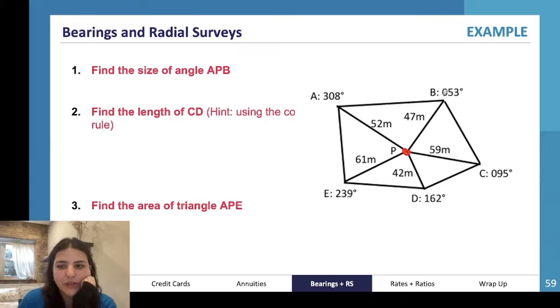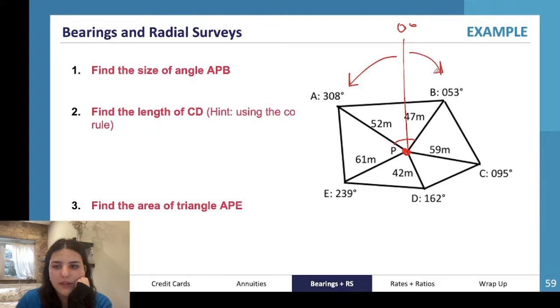And then you'll see we've got true bearings. This one is 53 degrees true, 95 degrees true, and so on. Find the size of angle APB is this angle. This is super simple. All we need to do is find the difference between these two angles. Now remember, this is 0 degrees here. So it's going to be the difference between 360 and 308, plus 53 degrees.